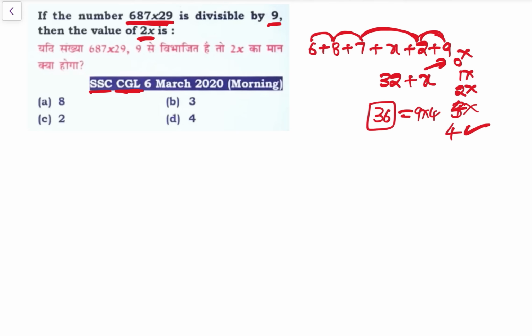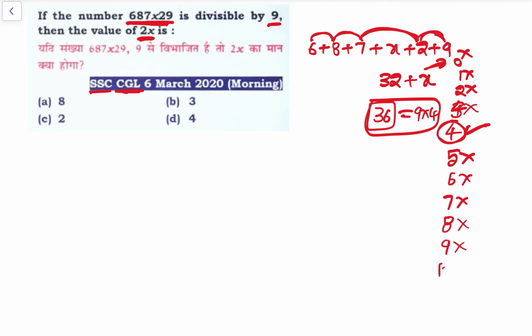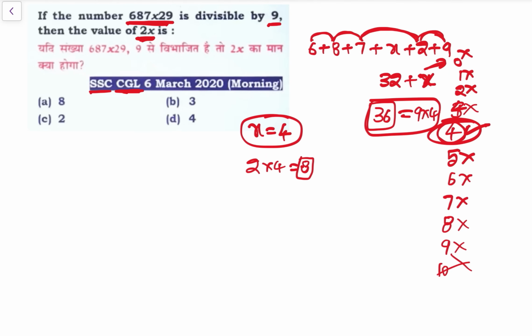9 into 4. So the value of x we got. 5 cannot be because it is not a multiple, it would be 37. 6 gives 38, 7 gives 39, 8 gives 40. Since x is a single digit number, it cannot be a double digit number. So we got the value of x. X is 4. We need the value of 2x, that is 2 into 4 is 8. 8 is the value of 2x. Option A is the answer.